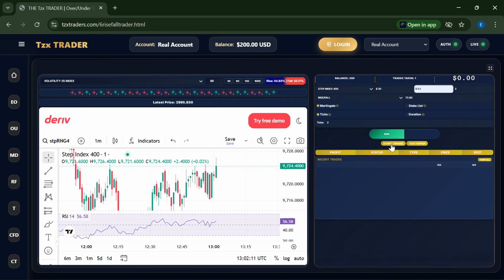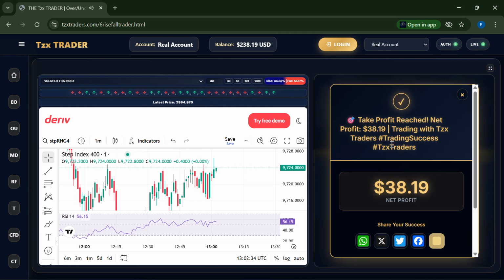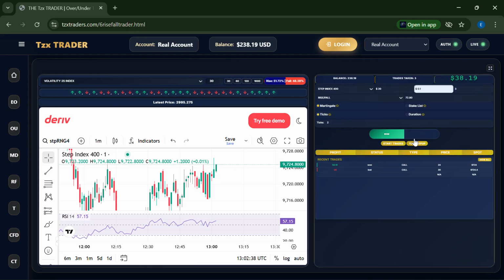Any rise tick, we start our trades, just like that. So let's hope for the best from these amazing executives. So our first trade, it's a loss of $20. So let's wait for the recovery, and just like that, we have printed some 38 USD, as you can see. So that is $38 printed to 238. So we are going to close and wait for another entry.